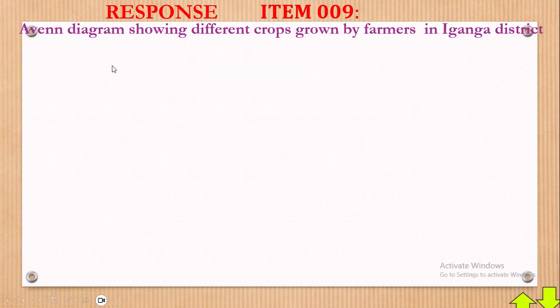So you always need a title. A title is: a Venn diagram showing different crops grown by farmers in Iganga district. You can even just say a Venn diagram showing the data. That can be enough. But remember, for item 3 and 4, you must always give a title.